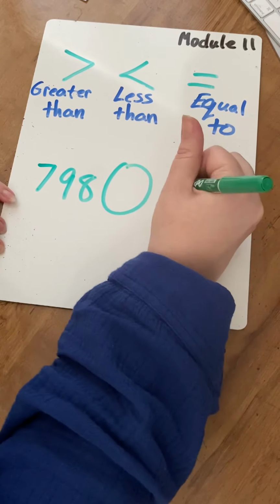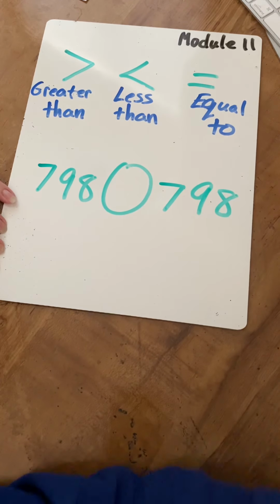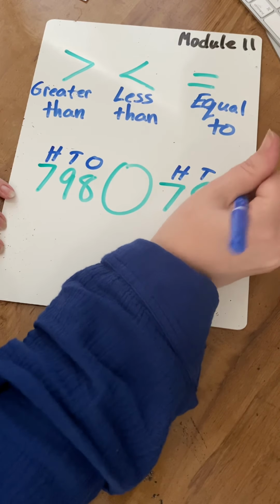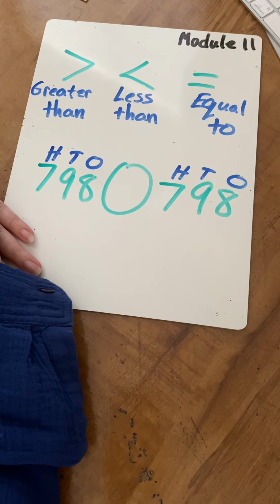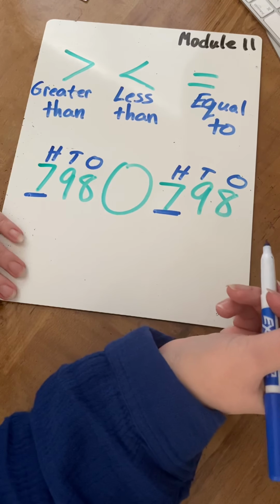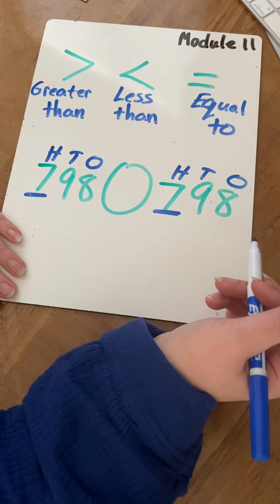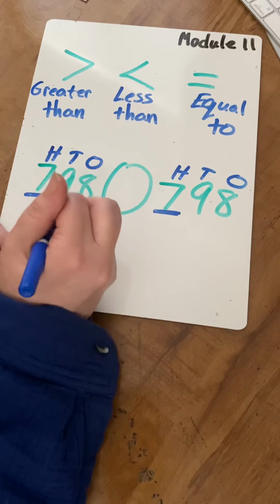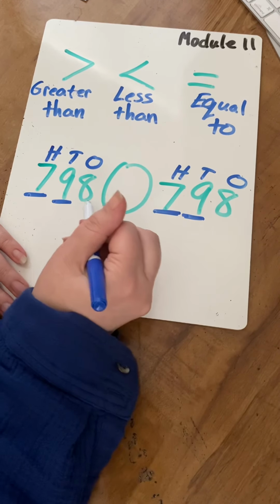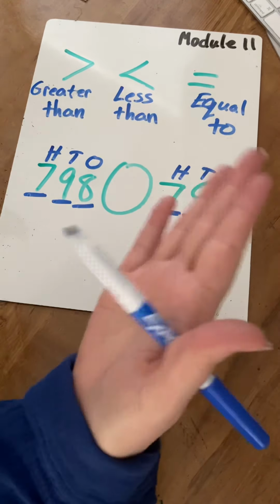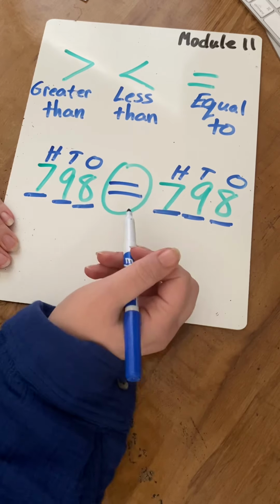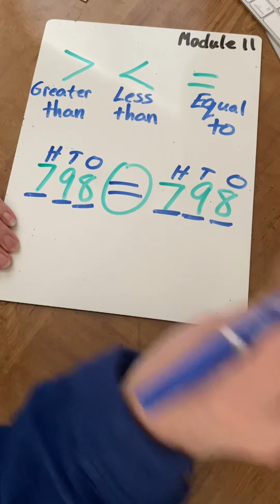All right. Please write down 798 compared to 798. Put your HTOs on top. HTO. Okay. Starting with the hundreds, I have 7 and 7. Oh, they're both the same. What does that mean I need to do? Go to the tens place. I have a 9 and I have a 9. Oh, now I need to go to the ones place. I have an 8 and an 8. They're the same. This is the same number. So which of these symbols am I going to use? Equal to. 798 is equal to 798.